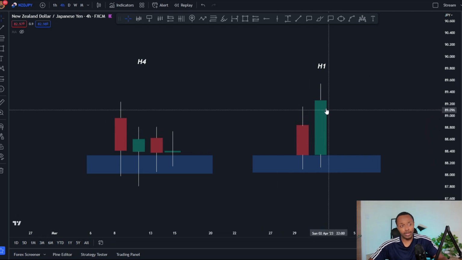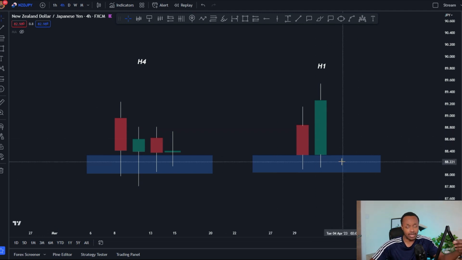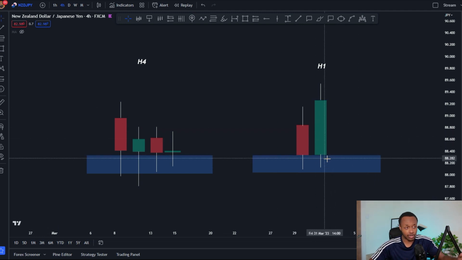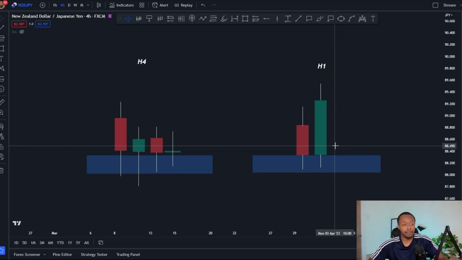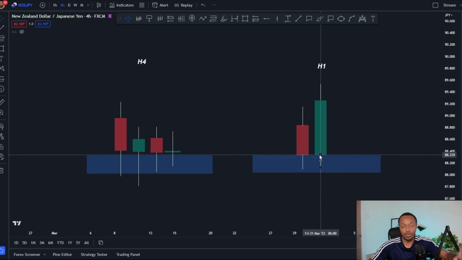Again, in terms of wicks, on the hourly time frame it's not important. These candles don't necessarily have to be giving us good wick rejections. If they do, it's an added bonus. But you want to see your wicks on the higher time frame. That's the key thing you want to be looking at. If you don't get two big wick rejections on the lower time frame, that's not important.